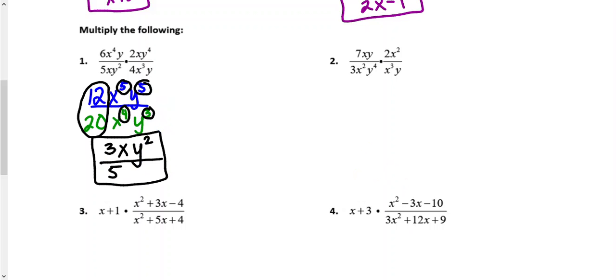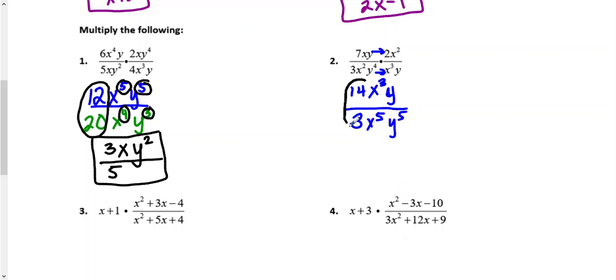And there's my answer. So if you want to pause the video, try number 2, you can do that, or I'm going to work this one through as well. So number 2, again, there are no plus or minus signs, so I can just multiply straight across. 7 times 2 is 14. X times x squared is x to the 3rd, and then we just have y. Over the bottom, 3 times 1 is 3. X squared times x to the 3rd is x to the 5th. Y to the 4th times y is y to the 5th.